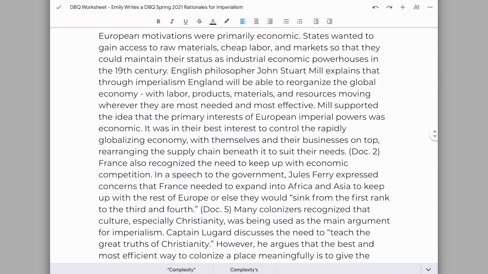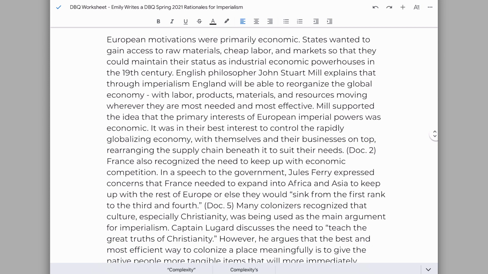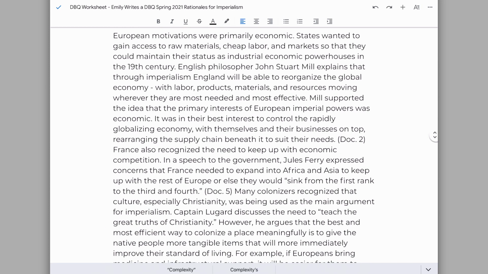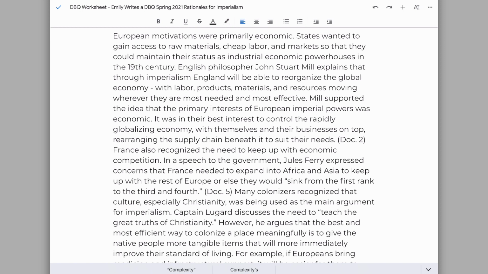Let's see. European motivations were primarily economic. States wanted to gain access to raw materials, cheap labor in markets, etc. John Stuart Mill explains that through imperialism, England will be able to, and so on. Mill, lots of chatting about Mill. And then I see she cites it as document 2 here.